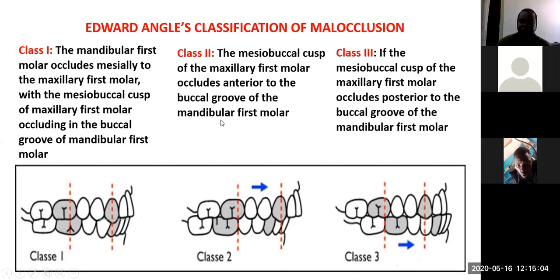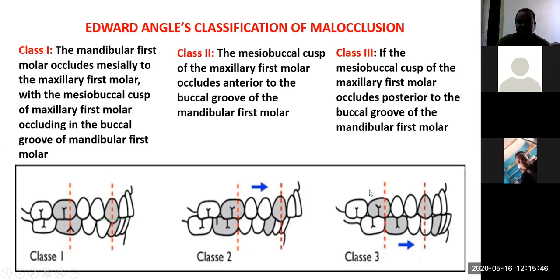You see now, the mesiobuccal cusp here is this. If you can see my pointer, it is occluding anterior to the buccal groove of the mandibular first molar. The groove is the line that tends to divide a tooth into two. So when the mesiobuccal cusp of the maxillary first molar is occluding anterior to the buccal groove of the mandibular first molar, you define that as class 2 malocclusion according to Edward Angle's classification of malocclusion.